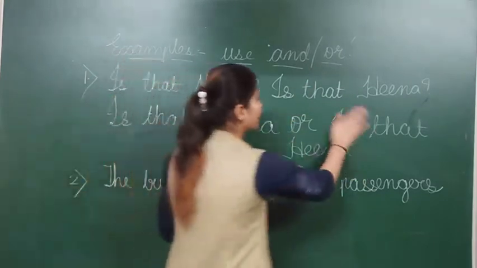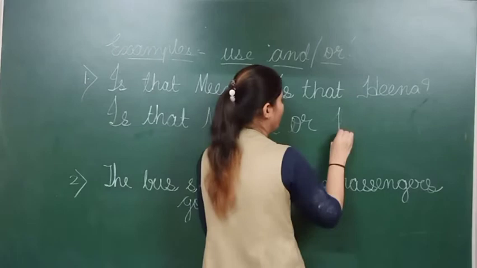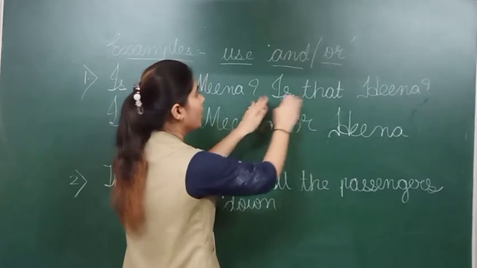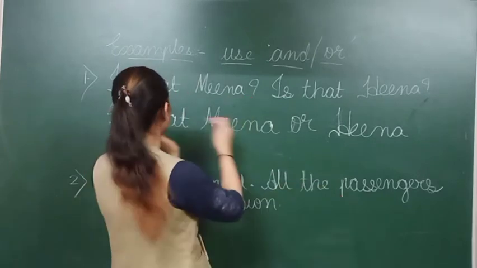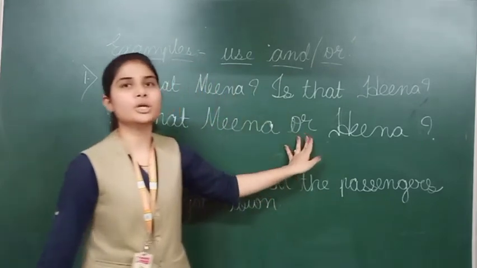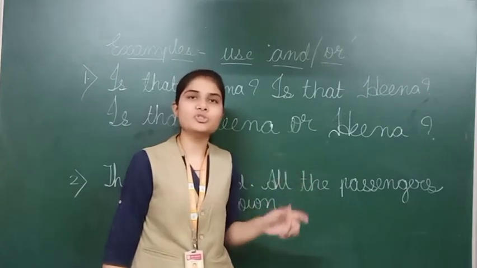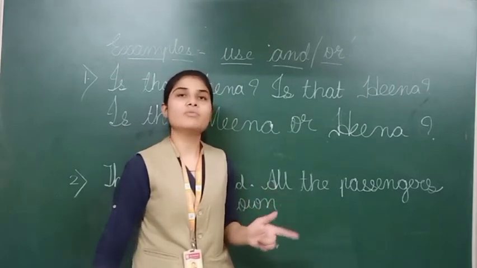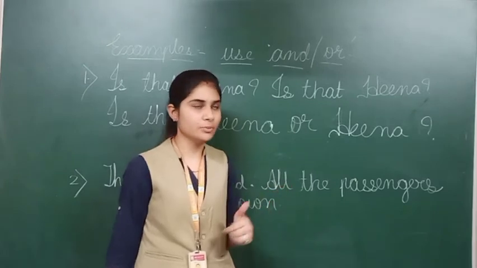We will make this sentence like this. Is that Meena or Hina? I will write here only Hina directly. No need to write is that again, and no need to put a question mark here also. At the end only we need to put it. So, is that Meena or Hina? Question mark. Don't forget to put a question mark. If a question mark is given to you in the question, you have to use the same punctuation mark in the answer also. You are already aware that in grammar we are supposed to use punctuation marks properly. Otherwise your marks will be cut.